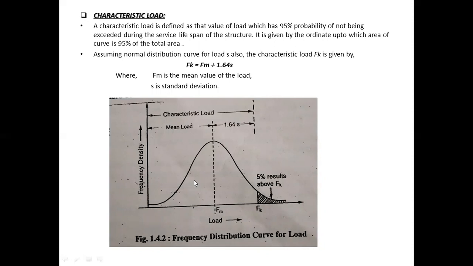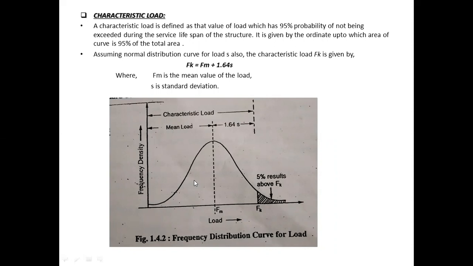Assuming a normal distribution curve for loads, the characteristic load Fk is given by Fk is equal to Fm plus 1.64 Ys, where Fm is the mean value of the load and Ys is the standard deviation. So here they have given us the characteristic load. The characteristic load is the load which has 95% of probability that it will not be exceeded during the service lifespan of the structure.